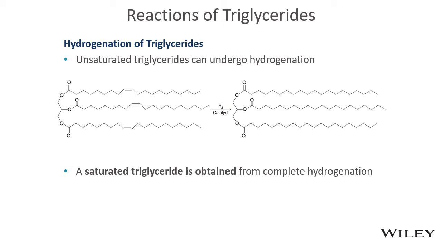Unsaturated triglycerides can undergo hydrogenation. So we saw with previous reactions that if we have a double bond, we can turn it into single bonds using hydrogen gas plus a metal catalyst. So we can take an unsaturated fatty acid and hydrogenate it to make it a completely saturated fatty acid. So as a result, hydrogenating unsaturated triglycerides forms saturated triglycerides.